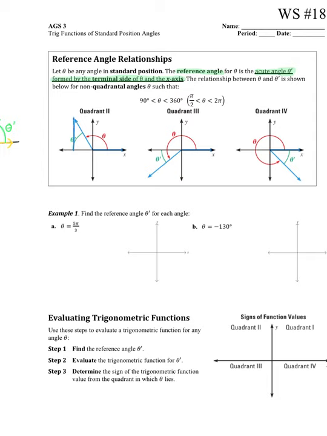And that's just because what we talked about yesterday was making the triangles. So that's the purpose of a reference angle relationship, is hey, that's the angle we're going to use when we're setting up those trig functions to evaluate trig functions. That's the idea here. Okay, so for example one, it says find the reference angle, theta prime, for each angle. So the first angle is 5 pi over 3.